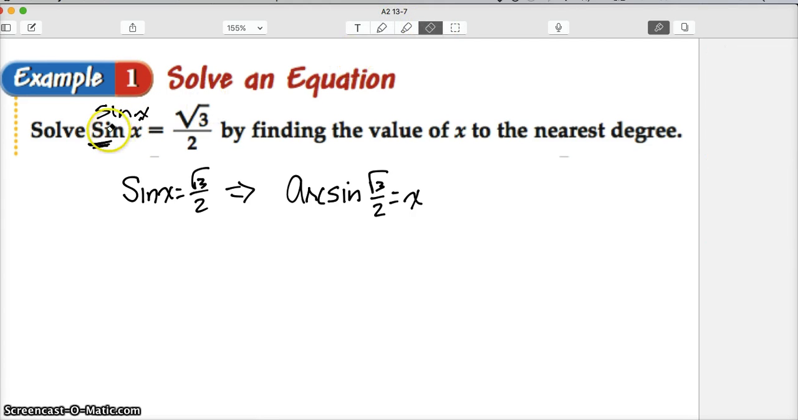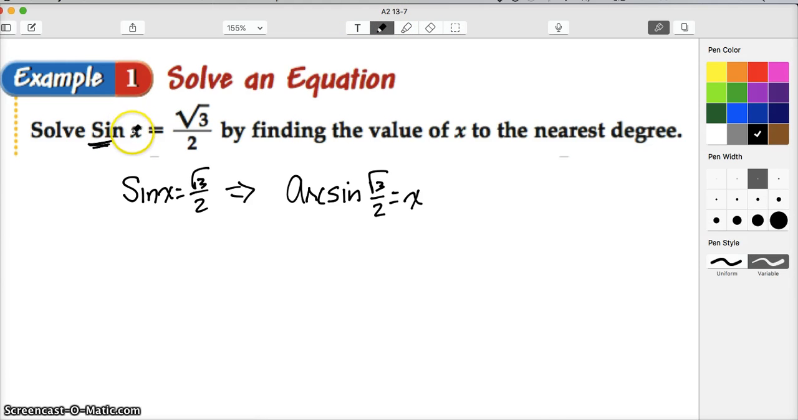We don't have to do that here because this capital S gives us permission just to concentrate on the domain from negative pi over 2 to pi over 2. So this implies this. We're looking for the arc sine of the square root of 3 over 2, and that's going to give us x. That's going to give us that angle. And the answer to the nearest degree, so we know that we're dealing with degrees here.